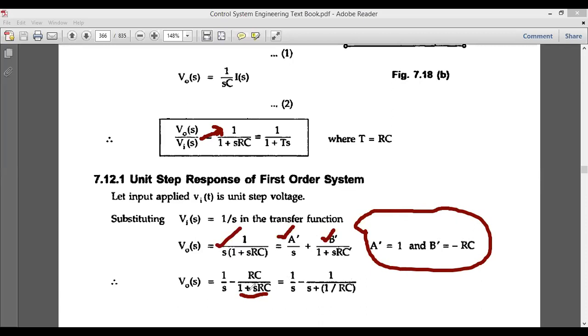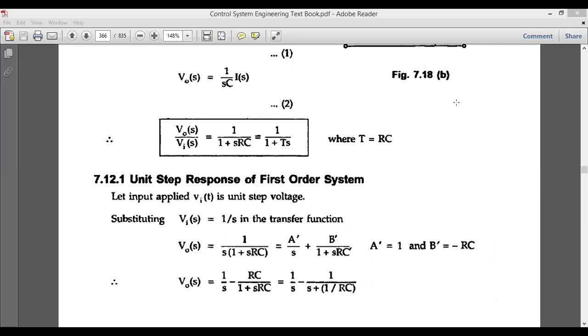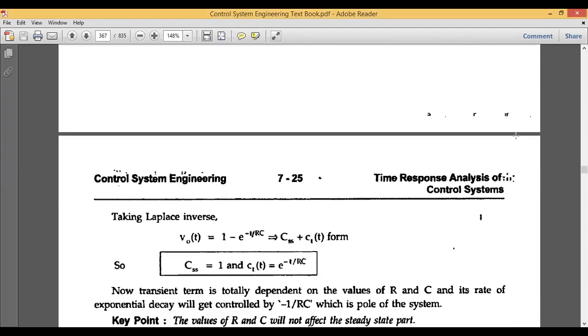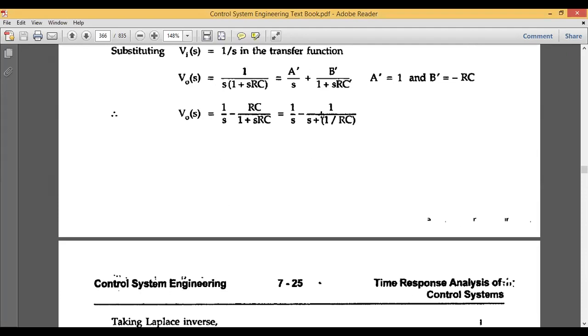Okay, so if I take s common in this value here, it becomes s plus 1 by RC, or 1 divided by RC, where RC and s will get cancelled here. So I will get this particular equation. Okay, so this is how we go for solving the unit step response of a first order system. So once I get this equation, that is 1 by s minus 1 divided by s plus 1 by RC, apply the inverse Laplace transform.